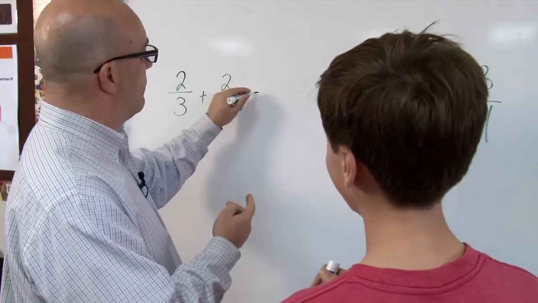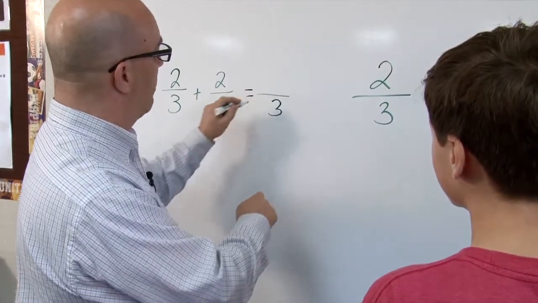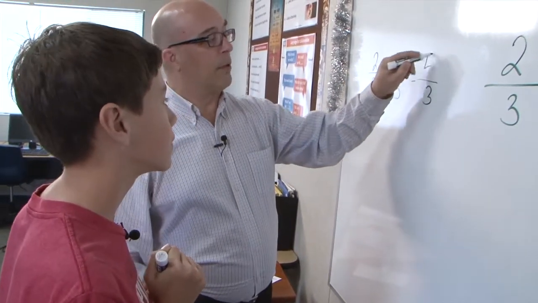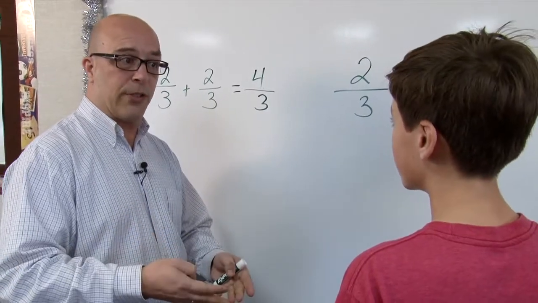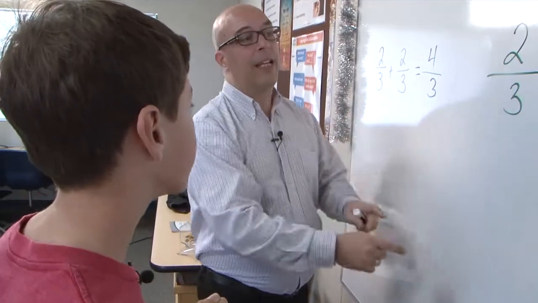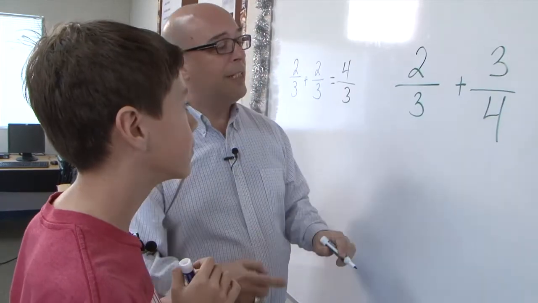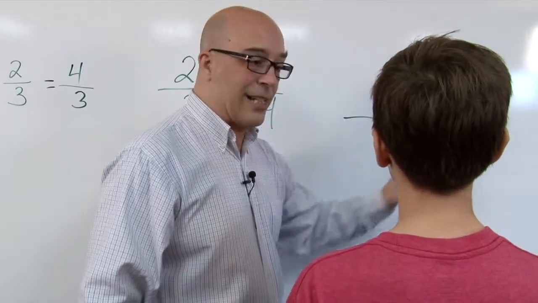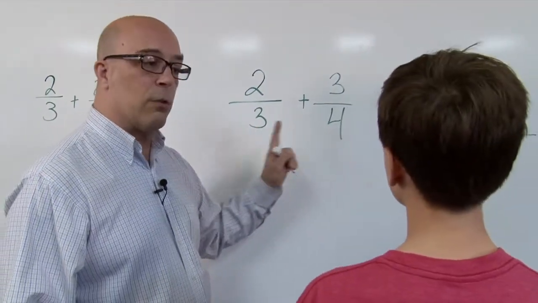When the denominators are the same, we can leave that and we just add straight across. So we have 2 and 2 is 4. So if you have 2/3 and I have 2/3, altogether we have 4/3. And we can add those up because the denominators are the same. Here, the denominators are not the same. So what we need to do is turn these into like denominators. So think about what is something that 3 and 4 will go into.